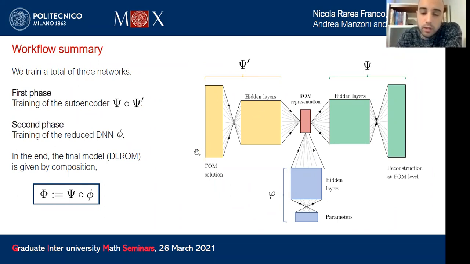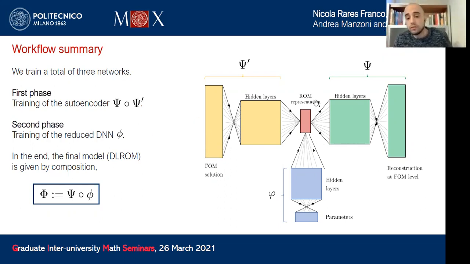This works in this way. I give some solution to psi prime, compress the whole solution into an n-dimensional vector, then I decompress it using psi, and I wish that the decompressed version is very similar to the original one. So I train psi prime and psi in such a way that they are able to reconstruct the solutions as it would be in a linear projection. Okay, I project in a space, and I wish that the reconstruction is very similar to the original one.